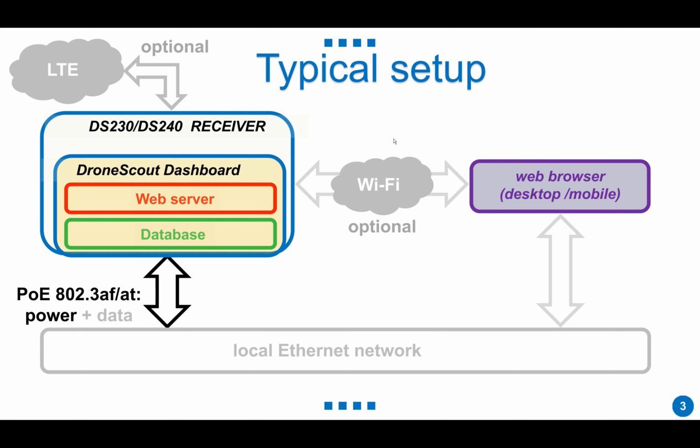The other option that we are working on is a Wi-Fi access point. It means that the remote ID receiver can act as a Wi-Fi access point. Then your web browser, your client, your laptop, your tablet or smartphone can connect directly to that Wi-Fi access point and connect to the DroneScout Dashboard to view the data.